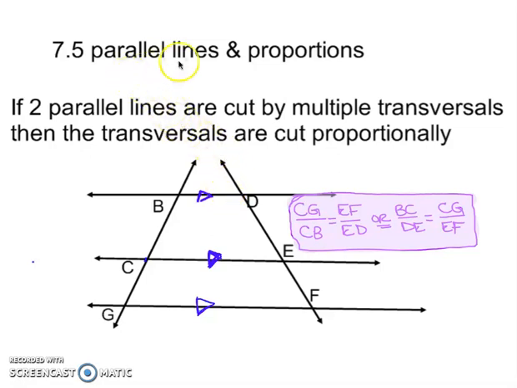These are our notes on parallel lines and proportions. If two parallel lines are cut by multiple transversals, then the transversals are cut proportionally. So we can see here, we've got our parallel lines and our transversals, and it shows here that CG over CB would be equal to EF over ED. Or we could have BC over DE, and we could set that equal to CG over EF.